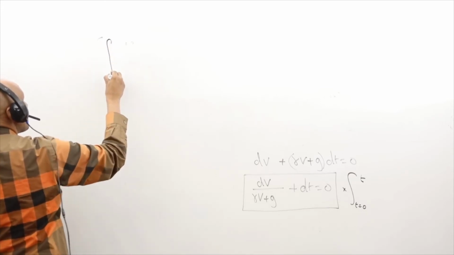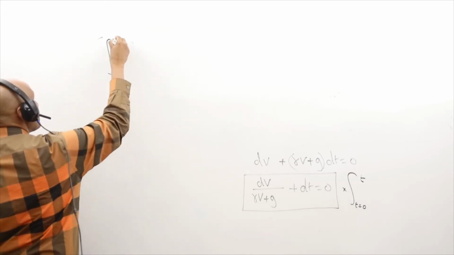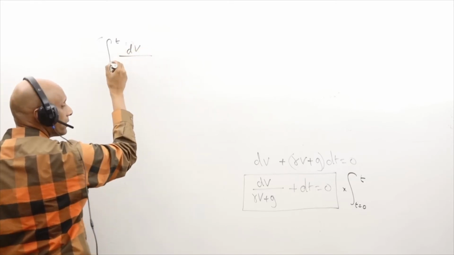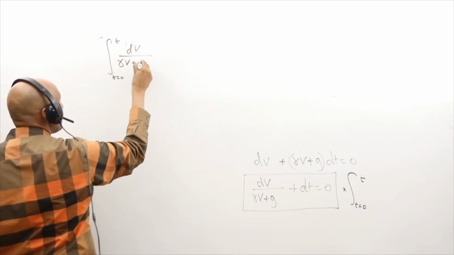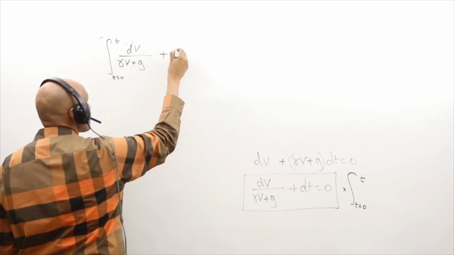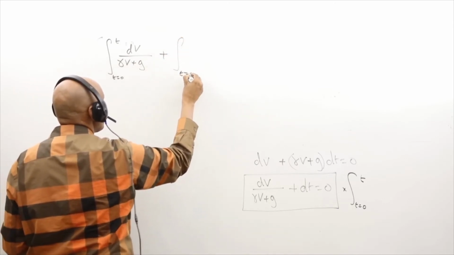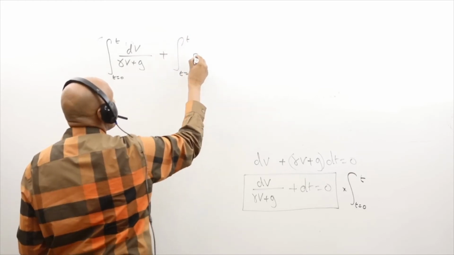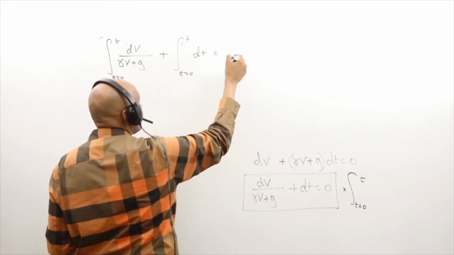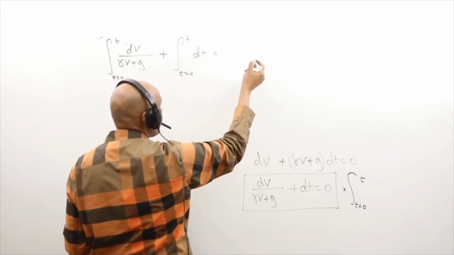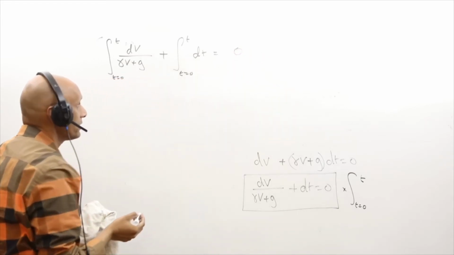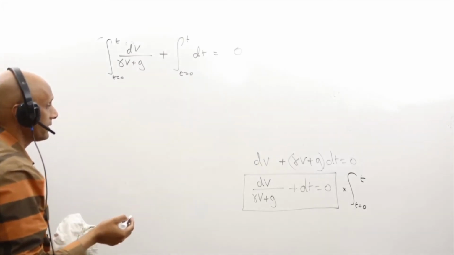So here is our integral. The integral from t equal to 0 to t of dv over gamma v plus g plus the integral from t equal to 0 to t of 0 dt. And this is 0, so you can consider this 0 dt if you feel like it, but whatever, the answer is 0. The integral of 0 dt is still 0.